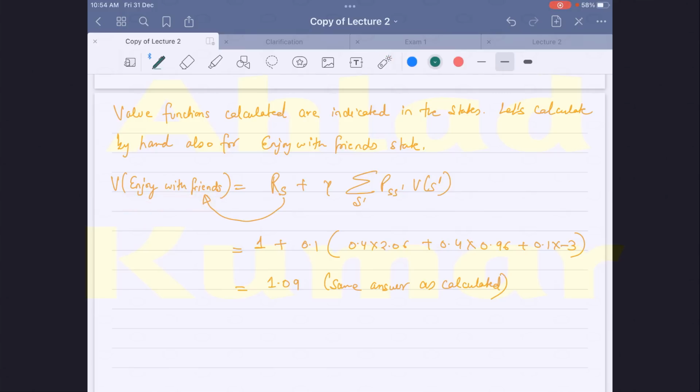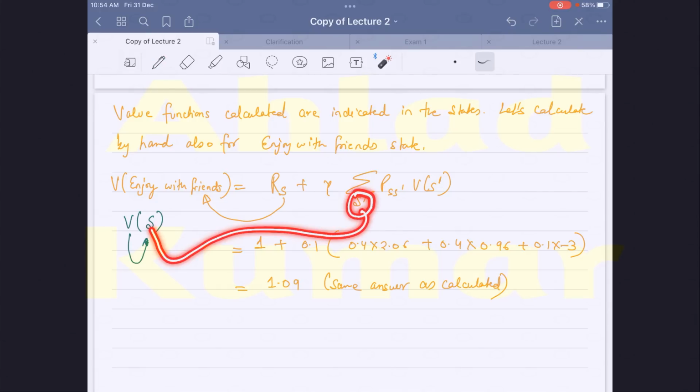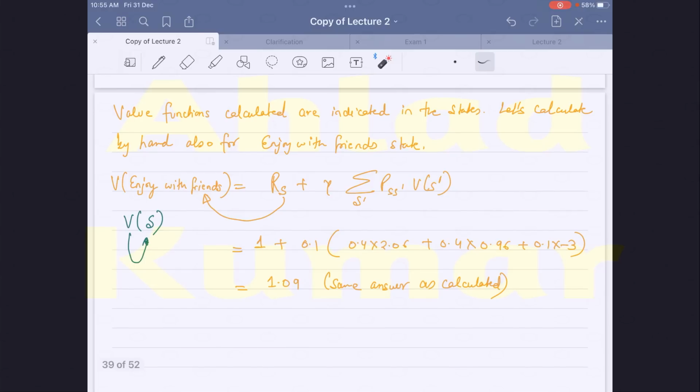So this enjoy with friends is basically a specific state for which you are calculating the value function, and all these S primes are basically connecting states to this S. You could do a summation over all these states, but the problem is all these states are not connected directly to S, only a few of them are connected through this PSS prime. That's why you have only 3 terms coming into play, and the rest will all be 0. So in short, you will always sum up the futuristic value states only for the ones which are directly connected to the state for which you are calculating the value function.